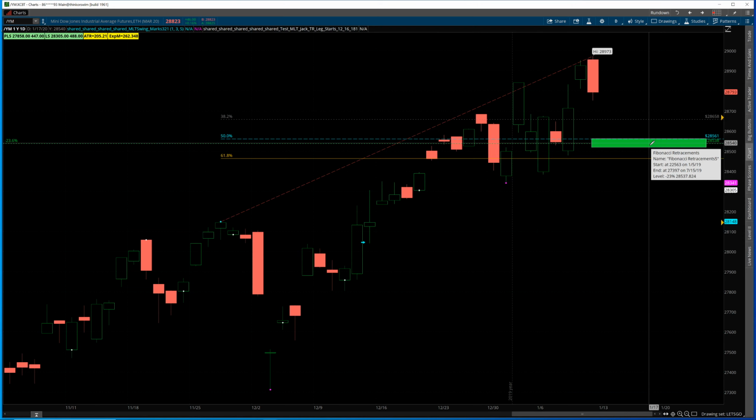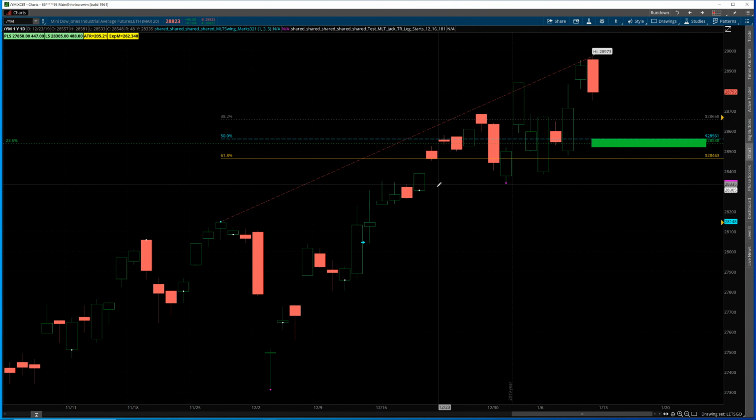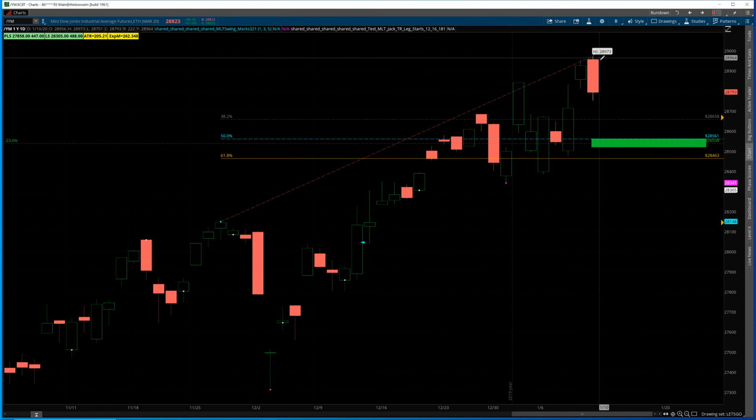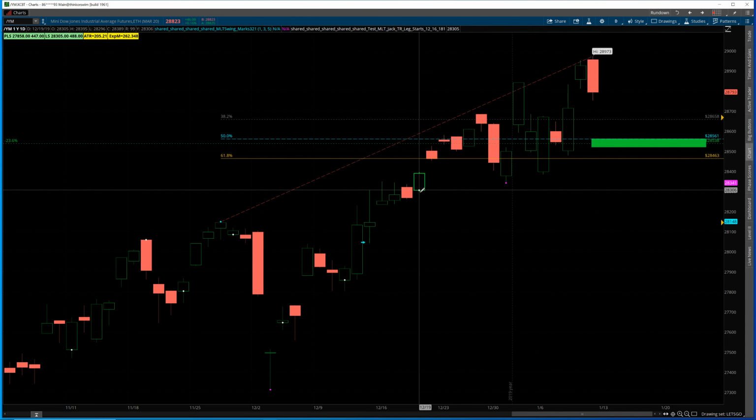Known support. What actually is a leg start? A leg start is the beginning of a 3-bar move. It's a code I wrote. And so like this white dot here is a leg start. This is an indicator that I sell.